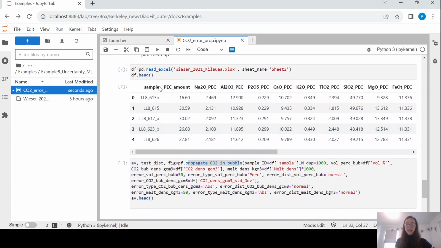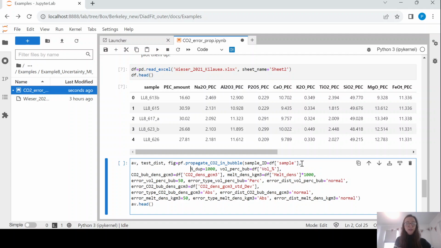So the first thing you're going to tell it is the sample ID. So you can see in my data frame I loaded in, I called that data frame sample. You're going to say how many duplicates you want. So I want 1,000 duplicates for every single one. That means it's kind of a toss-up. The more duplicates you get, the more reliable your standard error is, but it takes longer computationally.